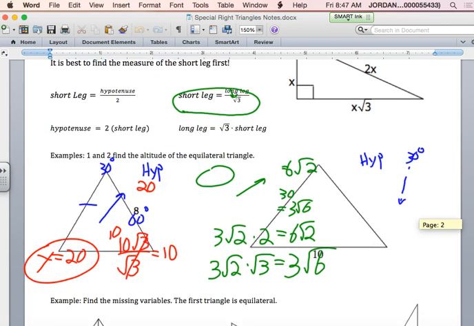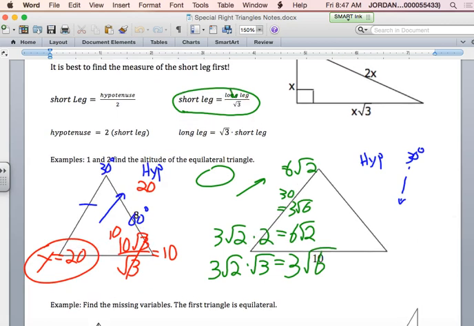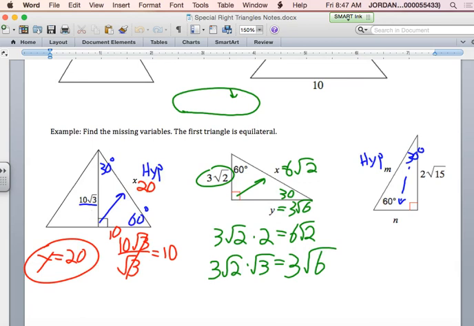Go ahead, circle up here. If you want to know the short leg and you're given the long leg, divide by the square root of 3. So take this long leg up here, 2 square root of 15, and divide by the square root of 3. Okay, so at this point we've got to rationalize the denominator. So we need to multiply the bottom by square root of 3 and the top by square root of 3. That gives us 2 square root of 45 over the square root of 9, which is 3.